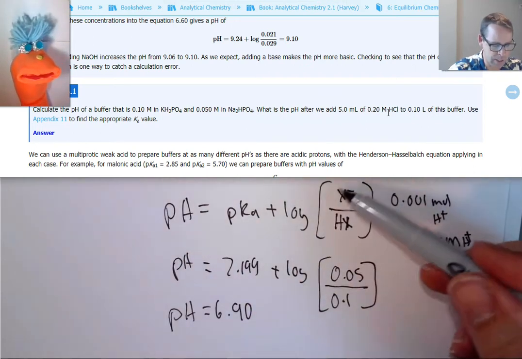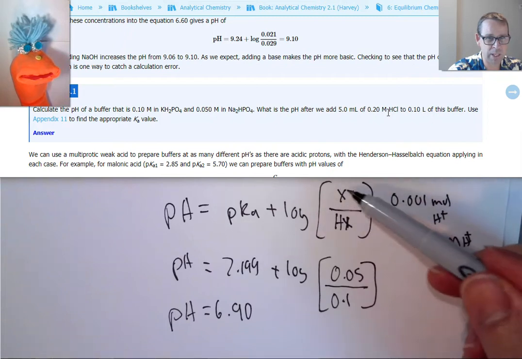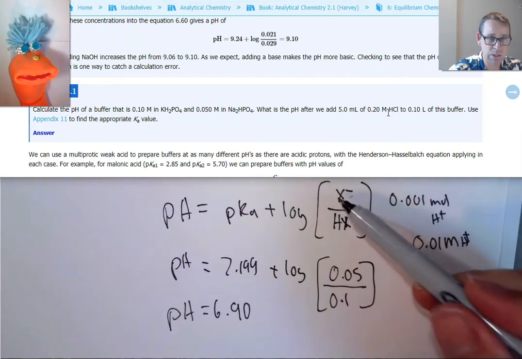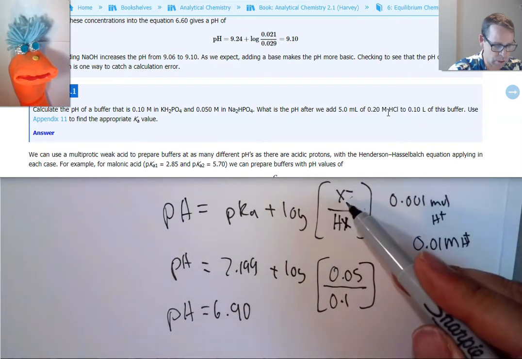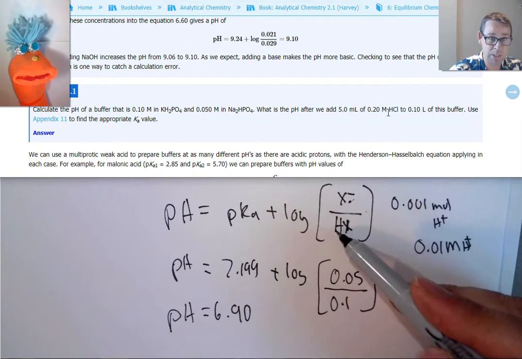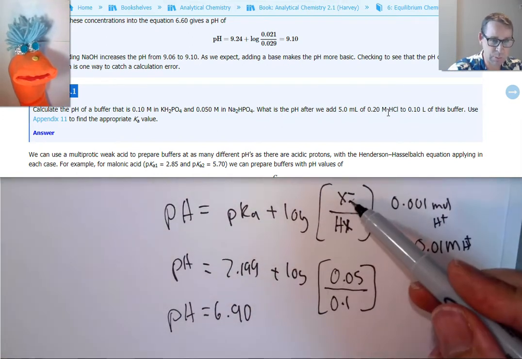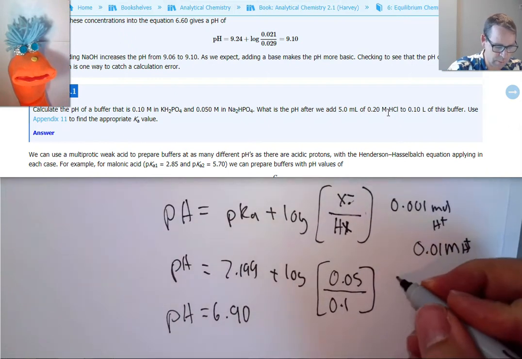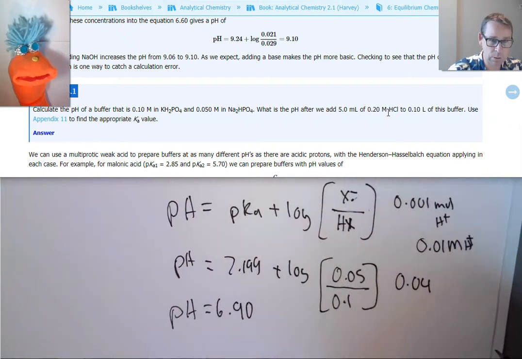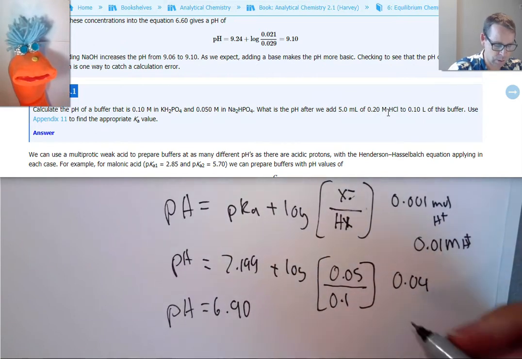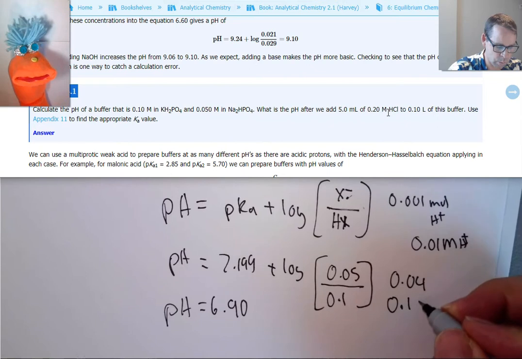Well, this here is the conjugate base of a weak acid, right? So if there's extra H plus ions, the conjugate base is going to take them up. So the concentration of this material, when it takes it up, it's going to become this, right? So the concentration of this material is going to decrease by 0.01. So instead of 0.05, it's going to be 0.04. And this one here, 0.1, is going to increase by the 0.01. So it's going to be 0.11.